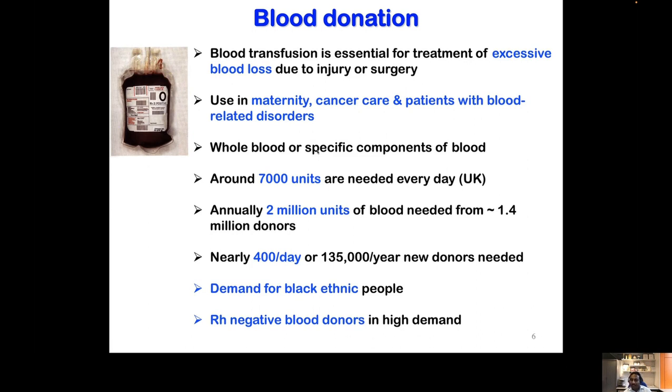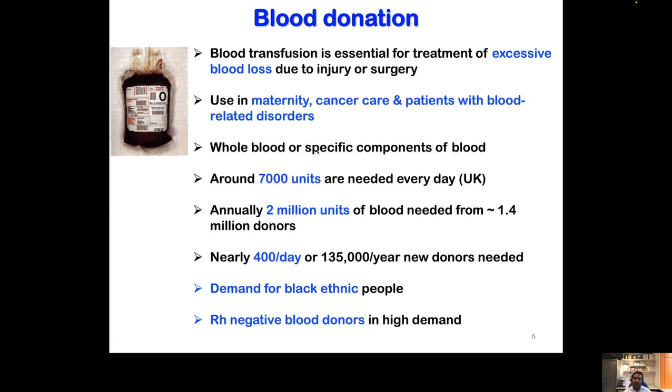Okay, and as I said previously, it could be whole blood transfusion as we collected from the donor, or it could be a specific component of the blood. It could be cellular components, particularly red cells and platelets, or it could be non-cellular components, for example, plasma or plasma proteins. So you need to remember all these things.